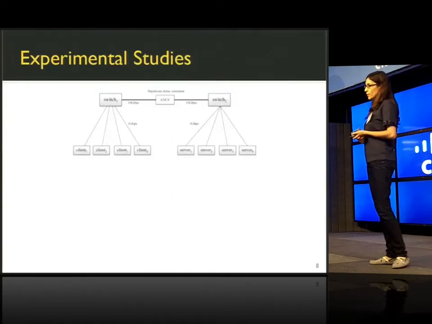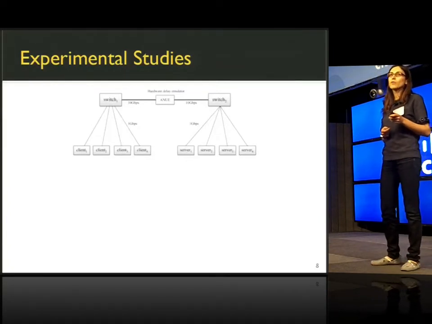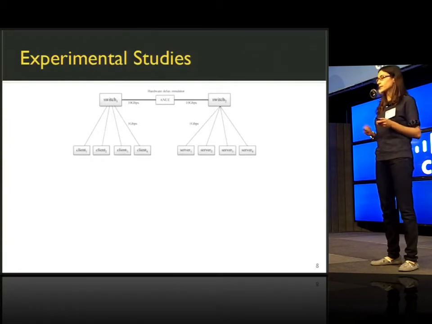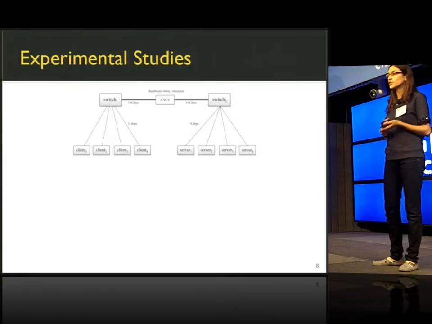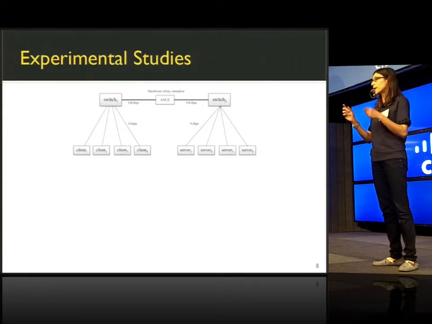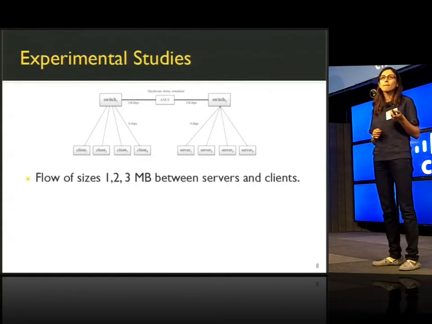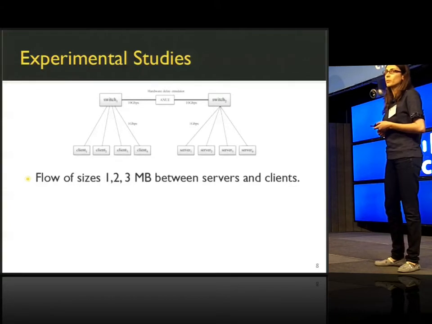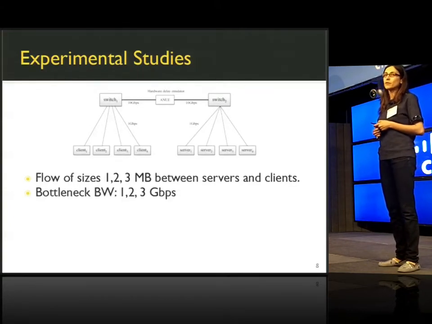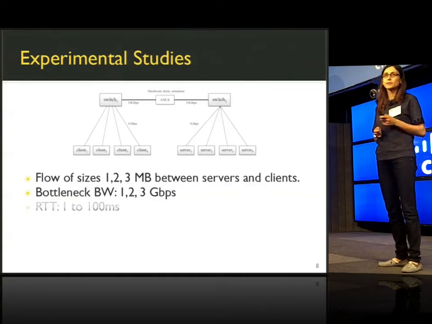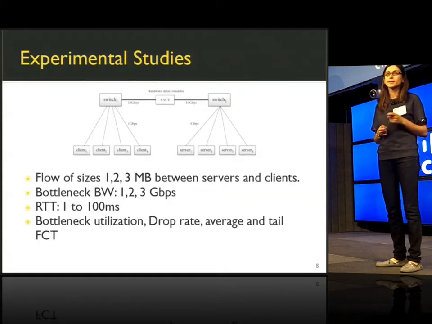In order to validate our results, we perform an experimental study in a testbed. Here we have a set of servers and a set of clients, where the servers are sending RPC flows to clients. We have a hardware delay emulator that emulates delay by storing packets and then sending them at the appropriate time. We use flow sizes of 1, 2, and 3 megabytes between the server and client. We modify the bottleneck bandwidth to be 1, 2, or 3 gigabits per second, and we use an RTT between 1 and 100 milliseconds.